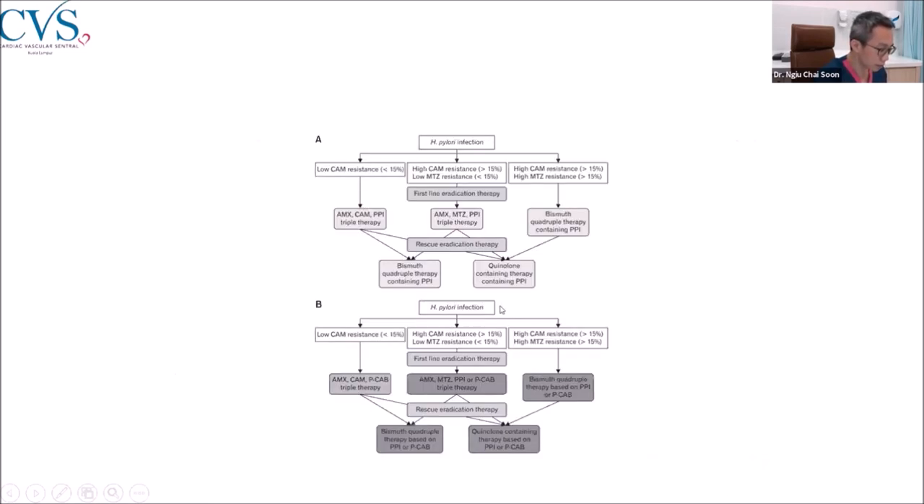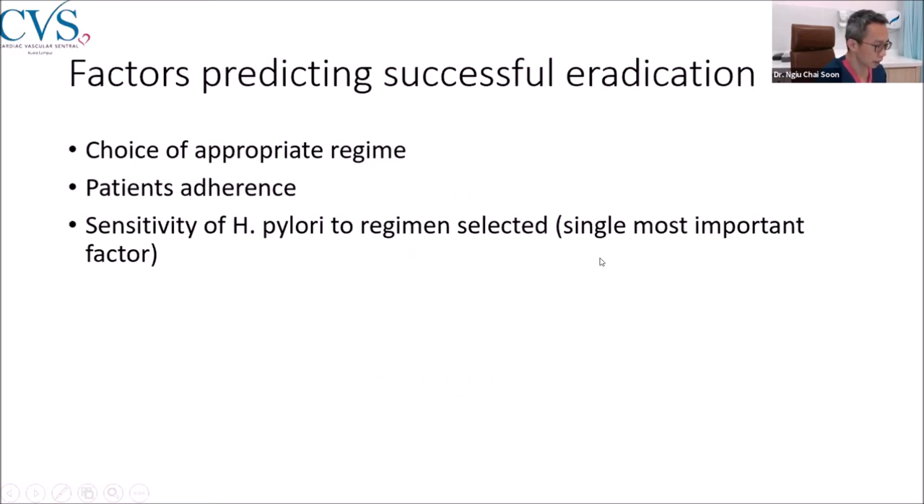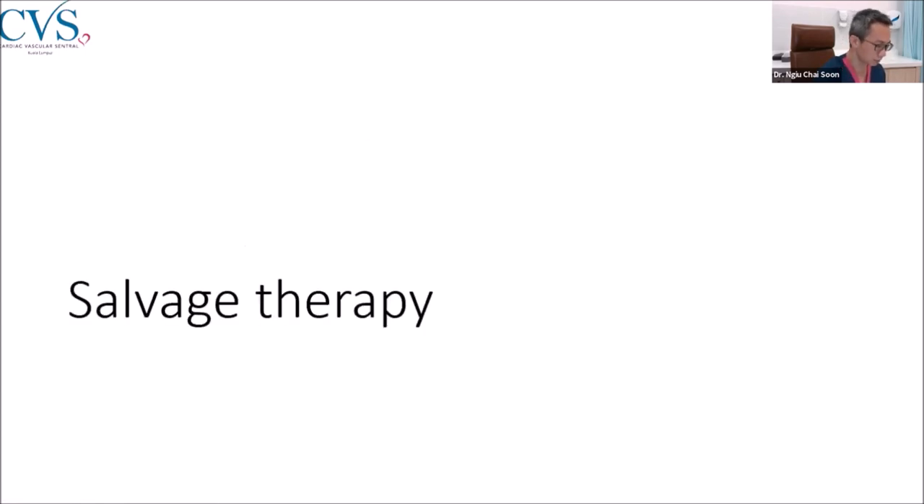This slide basically shows the use of two different regimens. Diagram A is the PPI regimen in treating Helicobacter pylori, and diagram B shows the treatment of Helicobacter pylori using the PCAT. And to conclude, the factors predicting successful eradication are the appropriate regimen, patient adherence, and sensitivity. In terms of sensitivity towards Helicobacter pylori, I think for the local setting, amoxicillin, clarithromycin, and PPI or PCAT is still the best therapy for local eradication.